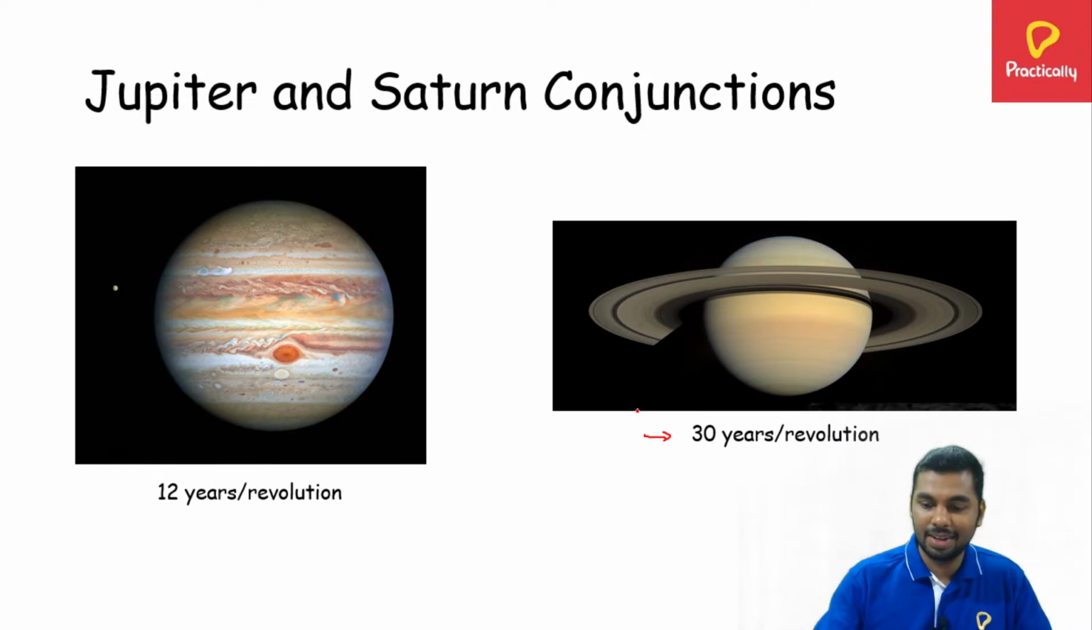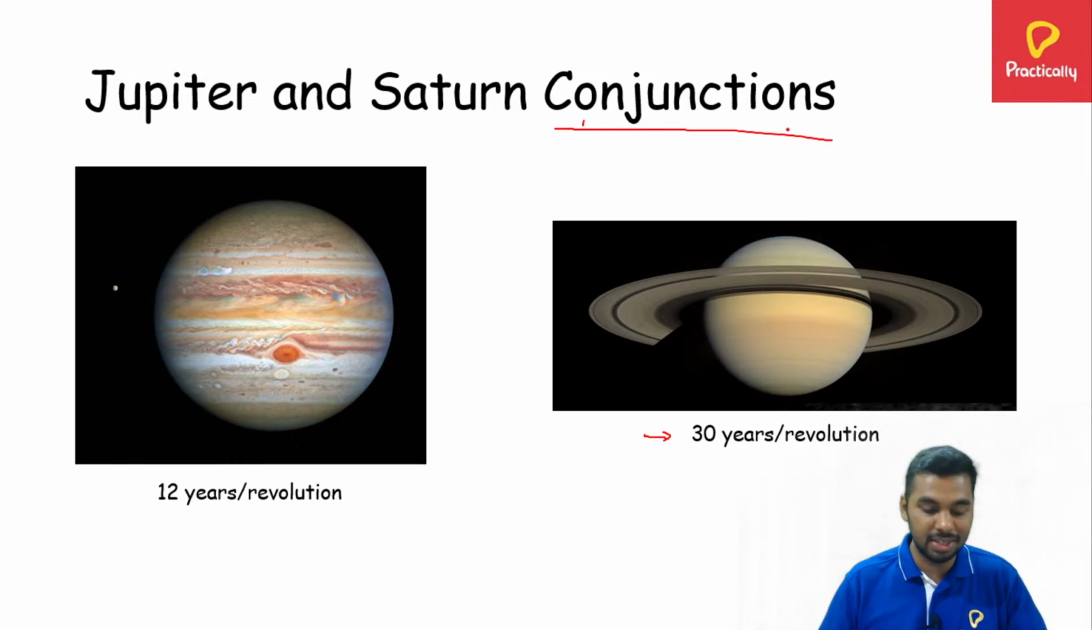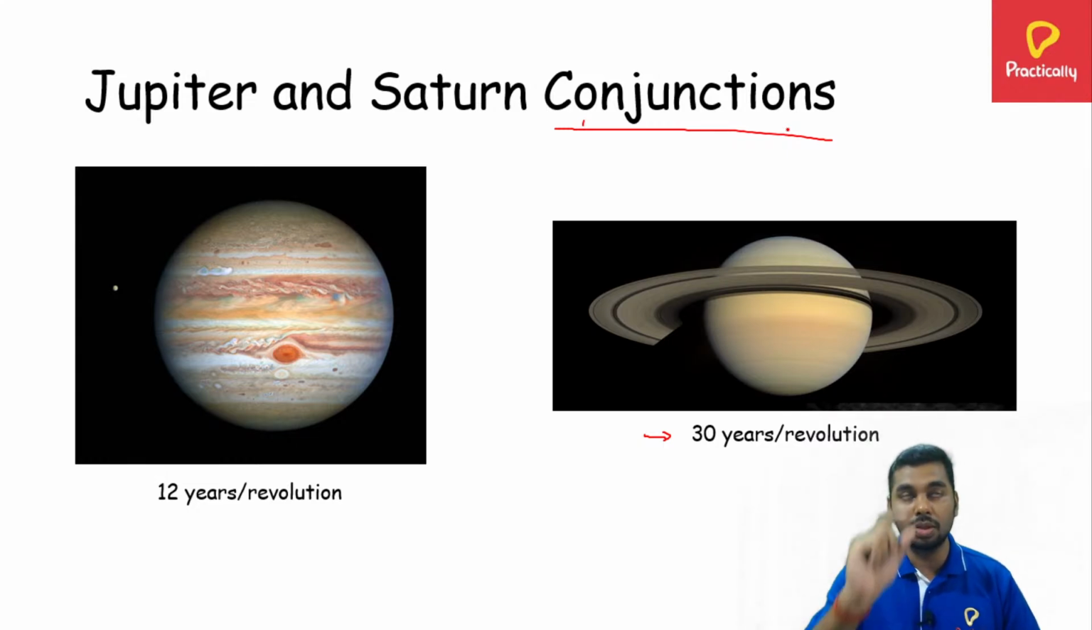Okay. Now we are going to see a pattern between Jupiter and Saturn, which is called a conjunction. If you look into the sky, someday you can spot Jupiter. It is very easy to spot Jupiter. If you have an application called Google Night Sky or something, you can show your phone to the sky and it will give you the precise location of planets and stars.